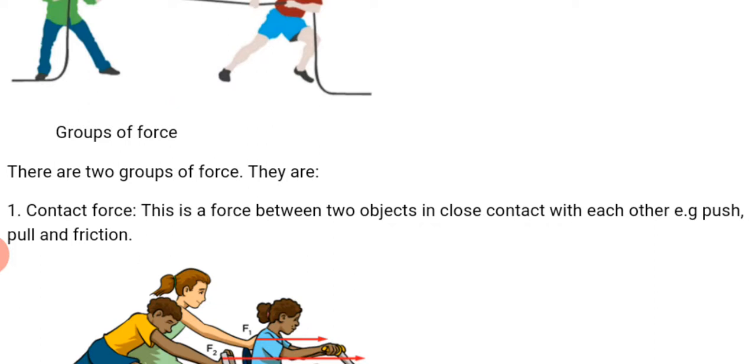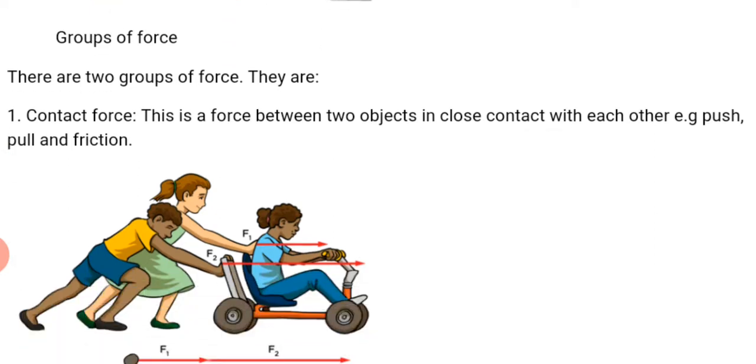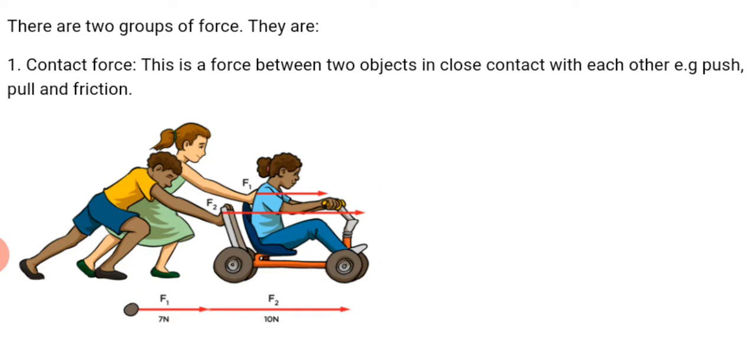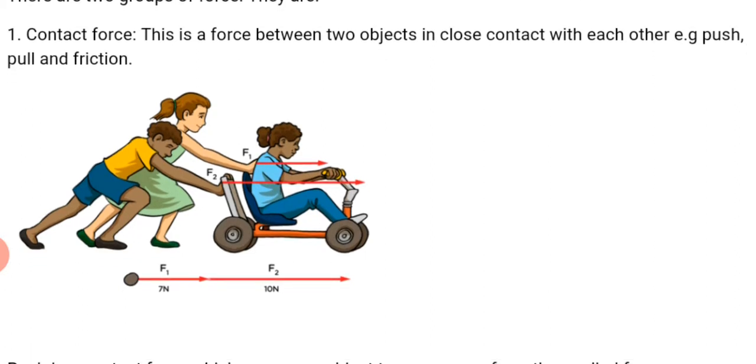They make contact by touching each other before that force could be applied. Examples of such contact force are push, pull, and friction. Like the picture showing before us, you can see the two people at the back. They are pushing the person on a ride to move forward. That is contact force, because they use their hands to touch the object to move forward.